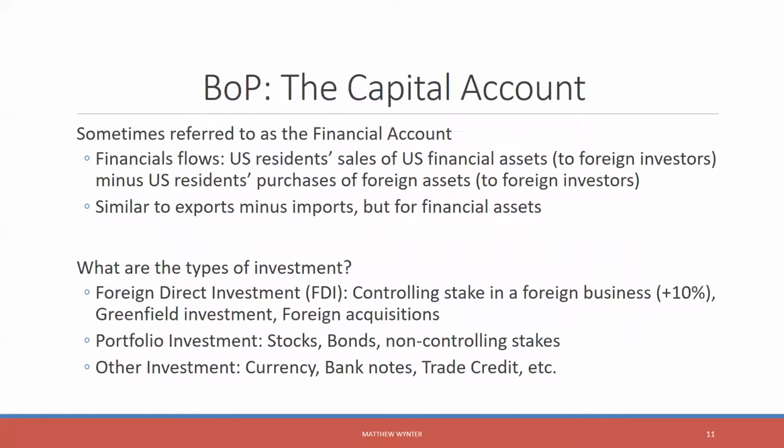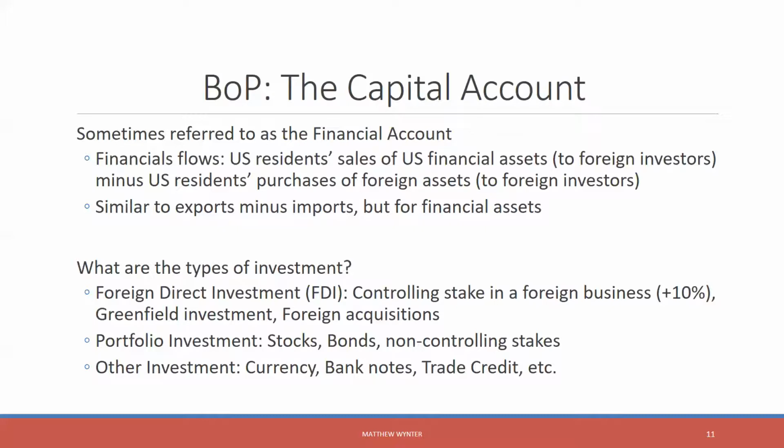So let's look at the capital account, or as the book refers to it, the financial account. The book is the only place that refers to this as the financial account, so we're going to stick with the capital account. These are financial flows. This is U.S. residents' sales of U.S. financial assets to foreign investors minus U.S. residents' purchases of foreign assets from foreign investors. So it's very similar to exports minus imports, but for financial assets.